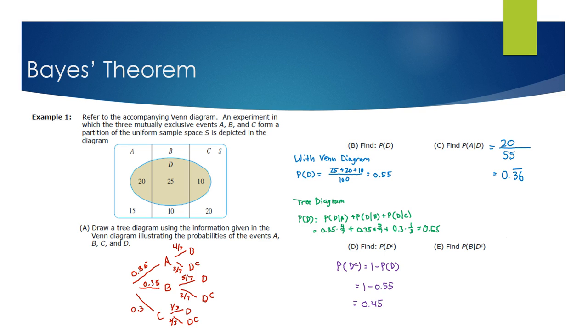The probability of B, given that you're not in Group D. So if I'm not in Group D, I can see again I have 45. So I'm looking at that 45. 10 out of that 45 are in Group B. So 10 out of 45 becomes 2/9, which is 0.2 repeating.